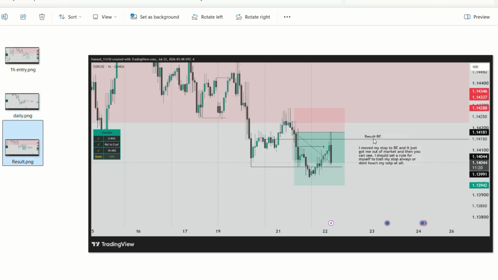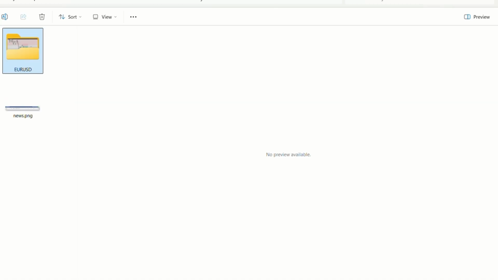As you can see, this is the result, break even, because price went until 1.7R, and I didn't want to lose at this position. And when I moved my stop to break even, it just got me out of the market. And then you can see I should set a rule for myself to either run my stop always or don't touch my stop at all. This was how this trade went. Okay, +2R, negative, +2R and 1 break even.